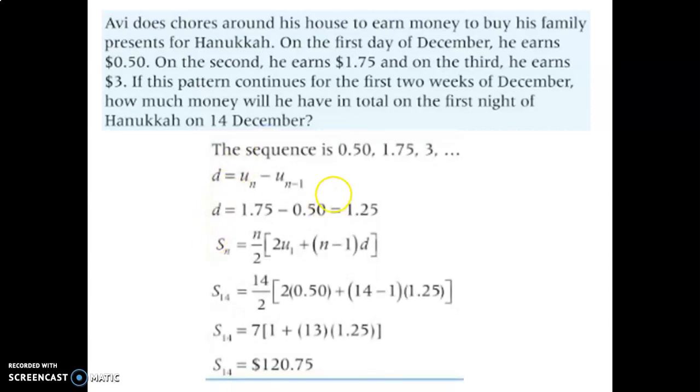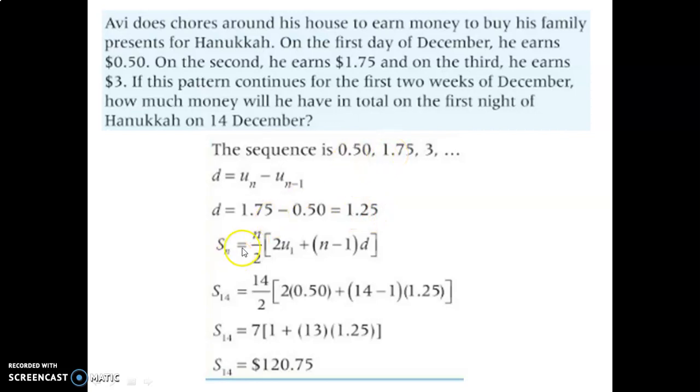All right, here we go. The sequence is 0.5, 1.75, 3, and so on. We can see by subtracting one term from the next one that we have a common difference of 1.25. This goes up by 1.25, that goes up by 1.25. So there's our common difference. So we've confirmed it's arithmetic.